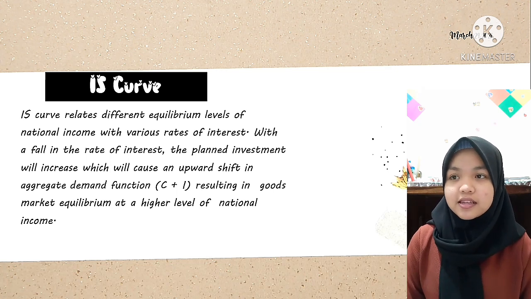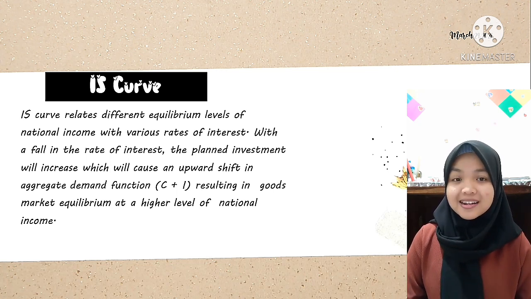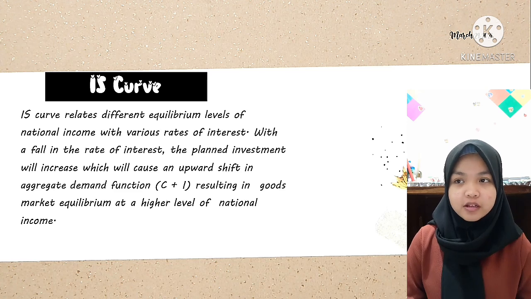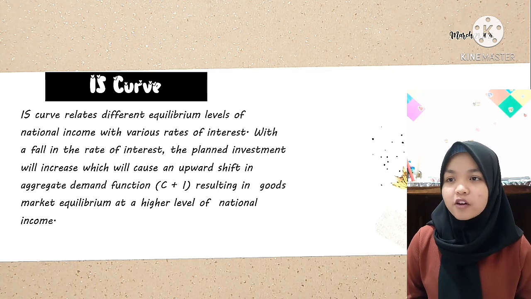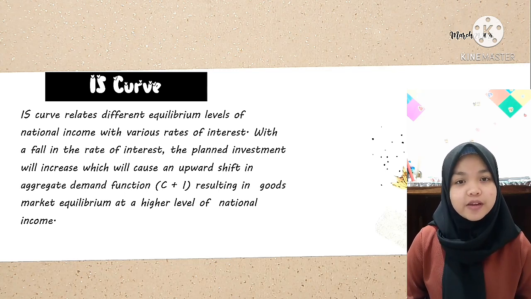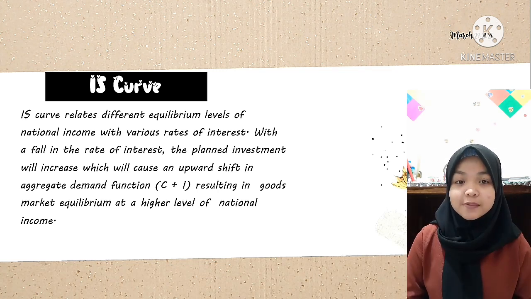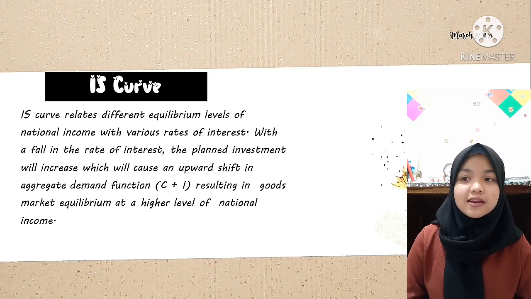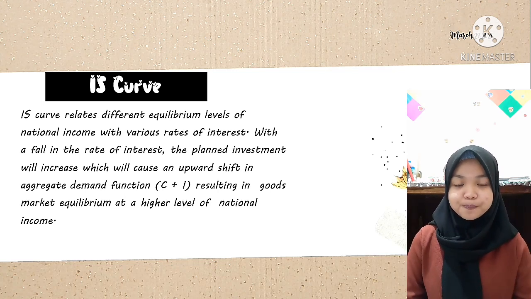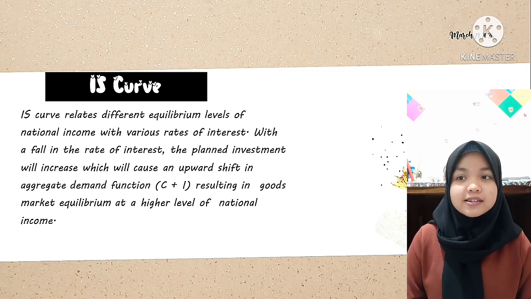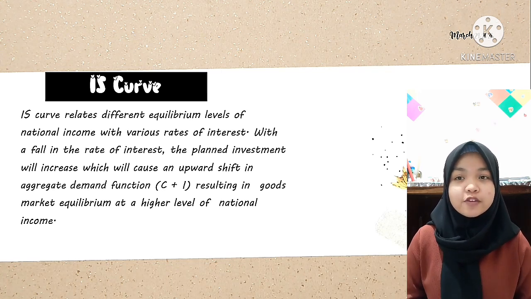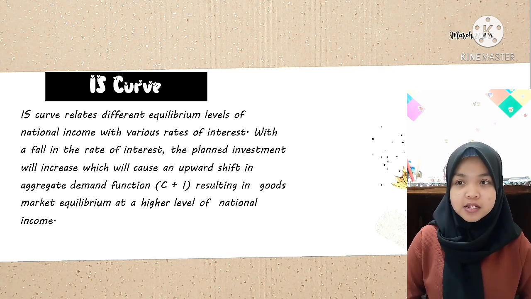Okay, and the last material is ES curve. ES curve relates different equilibrium level of national income with various rate of interest. With a fall in the rate of interest, the planned investment will increase, which will cause an upward shift in aggregate demand function, C plus I, resulting in goods market equilibrium at a higher level of national income. It means the lower the rate of interest, the higher will be the equilibrium level of national income.